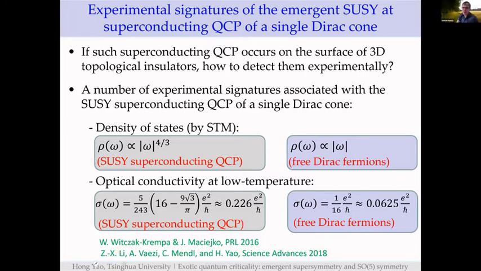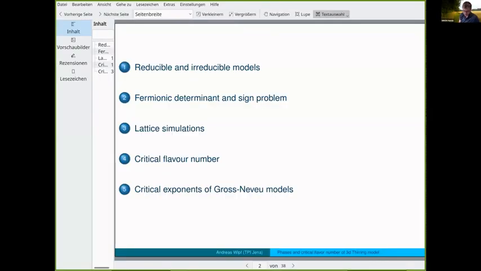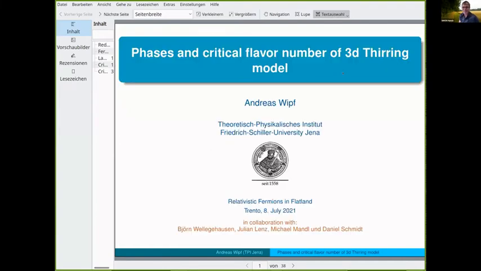So now our next speaker is Andreas Wipf. Are you ready to go, Andreas? I'm almost ready, yes. Can you see it now? Yes, I can see it. Shall I introduce you? Okay, so Andreas is going to tell us about phases and the critical flavor number of the three-dimensional Thirring model.